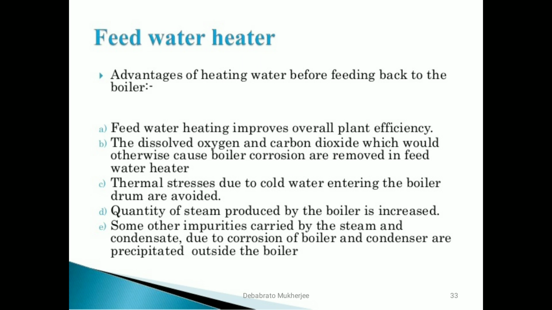Feed water heating advantages: it improves the overall efficiency. It removes the dissolved oxygen and carbon dioxide, which otherwise sometimes cause boiler corrosion, which I told you, and why demineralized water is also used. Thermal stress due to cold water entering the boiler drum is avoided. The quantity of steam produced by the boiler is increased. Some other impurities carried by the condensed steam, and due to corrosion of the boiler and condenser, are precipitated outside the boiler.